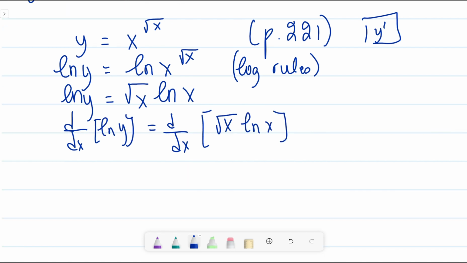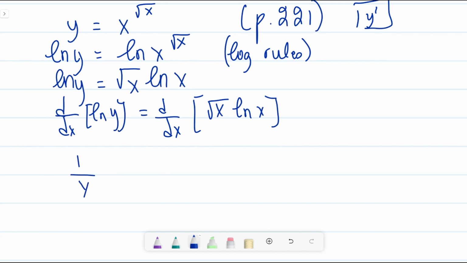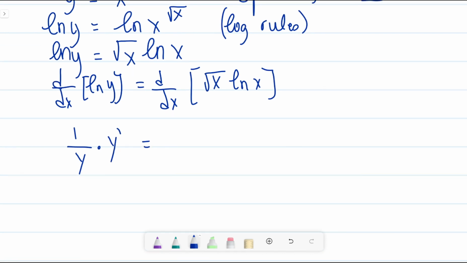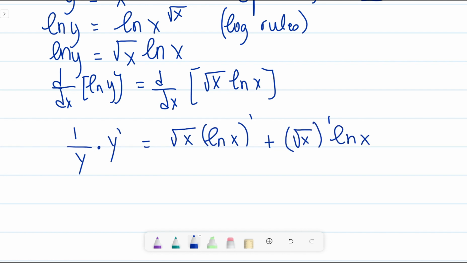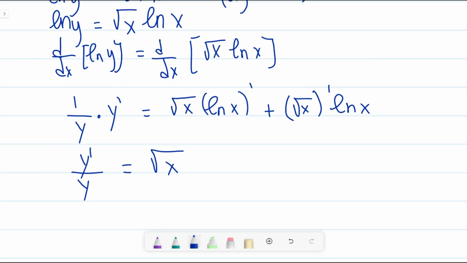The derivative of ln of y is 1 divided by y times y prime. And the derivative of square root of x ln of x is a product, so we do square root of x times the derivative of ln of x plus the derivative of square root of x times ln of x. So on the left side we have y prime over y, and on the right side, square root of x times the derivative of ln of x, which is 1 over x.